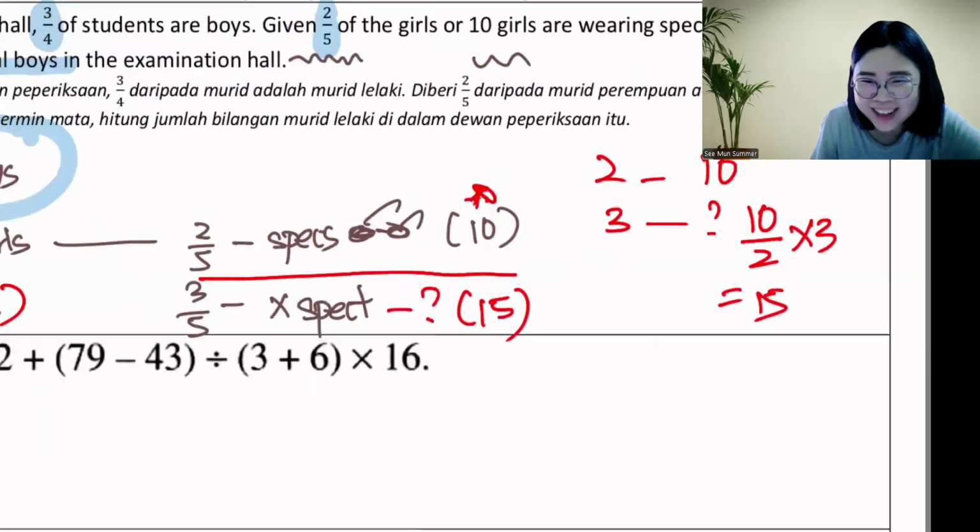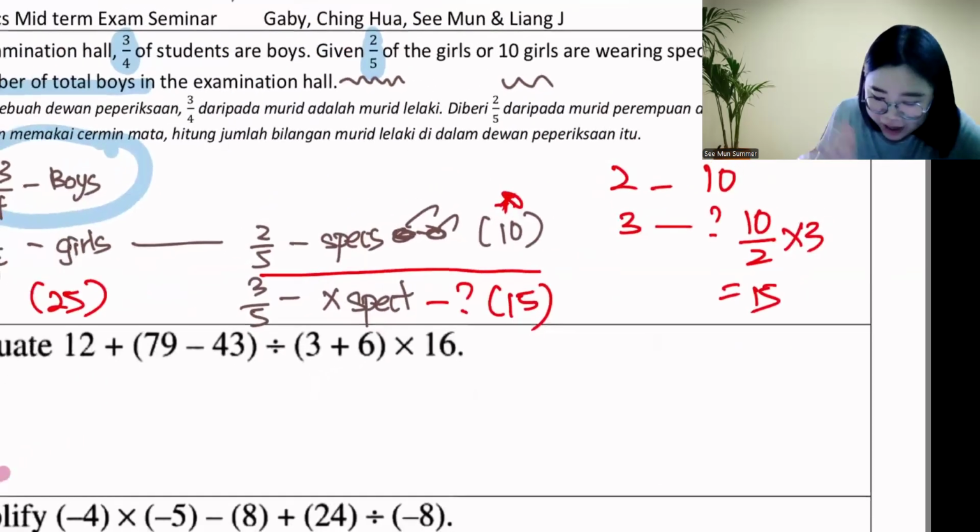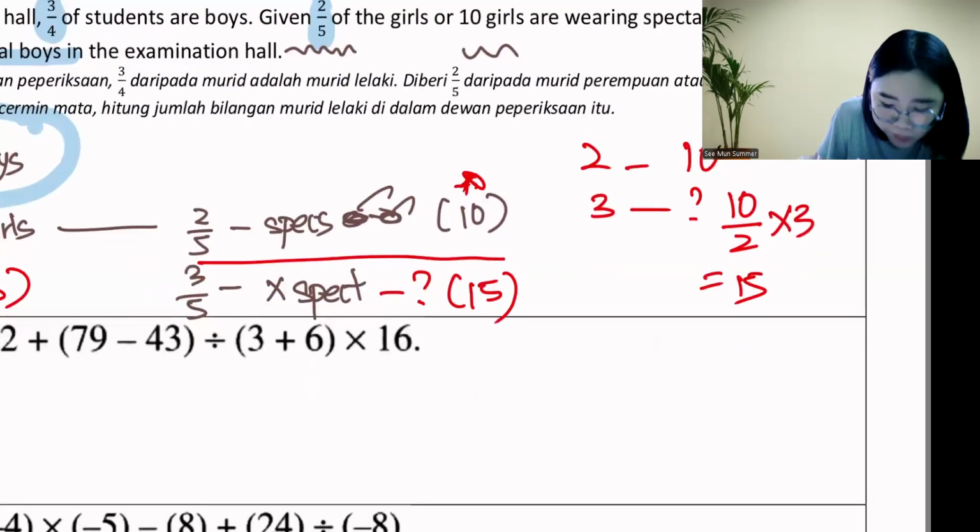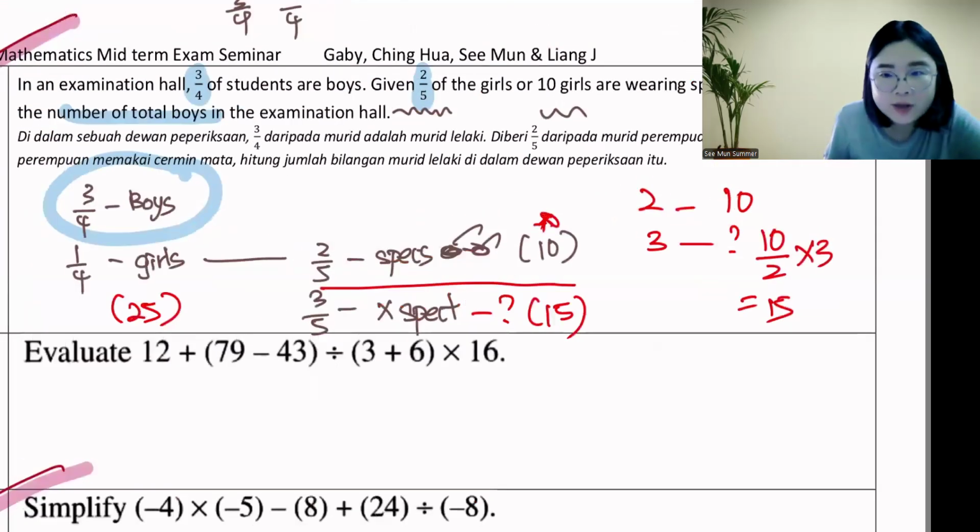Okay, let's see. They are telling you 2 per 5 is 10, right? 2 per 5 is 10, meaning what? Meaning 2 parts is 10. And how about 3 parts? It's almost like a ratio. Okay? And how about 3 parts? Like all girls have a number, but I don't know the numbers. Since it's 2 parts, I divide by 2 first.